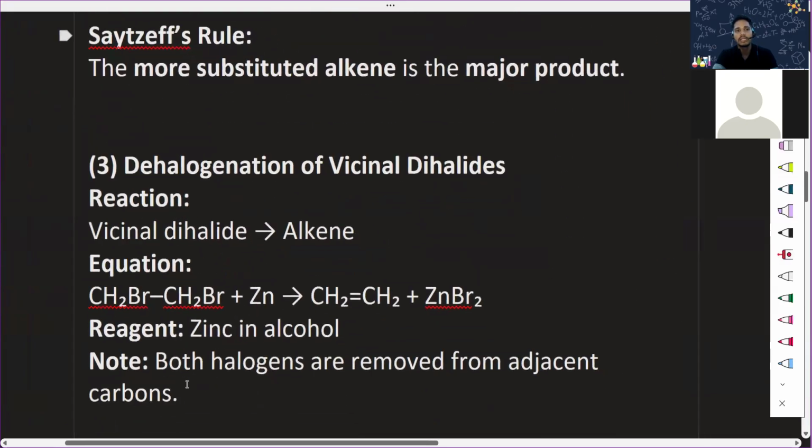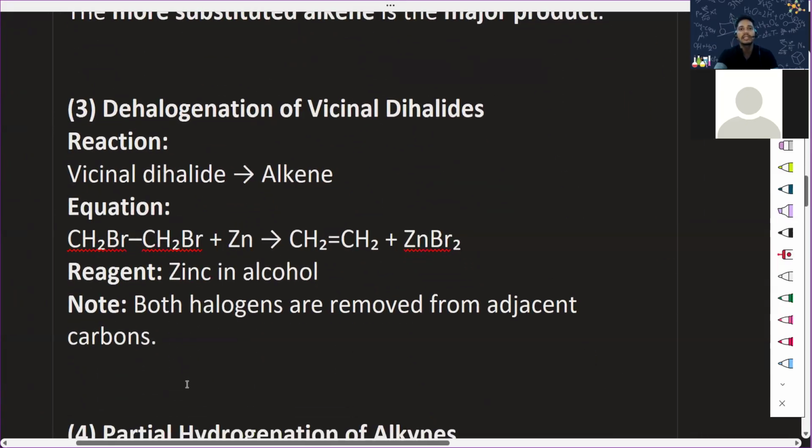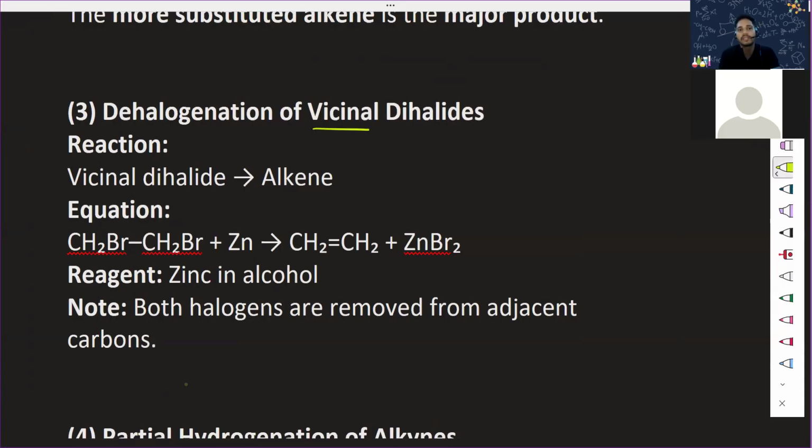Now, dehalogenation of vicinal dihalide. What do you mean by vicinal dihalide, first of all? Di means two. Vicinal means one carbon is here, one carbon is here. Here Br is attached, here Br is attached. I'm not drawing the hydrogens now. So this is called vicinal dihalide. Dihalide means how many halides are there? Two, on different carbons, or we can say neighbor carbons. So what we need here is zinc in alcohol.